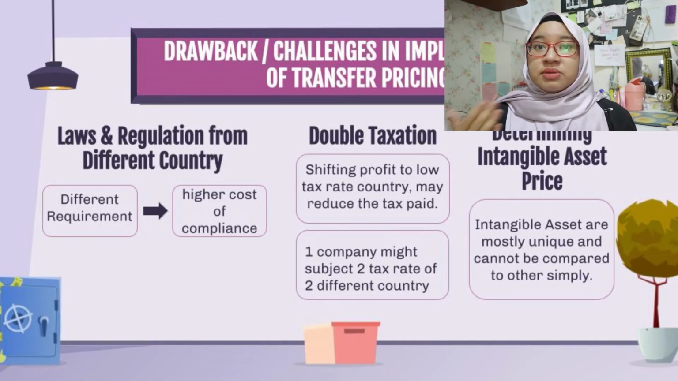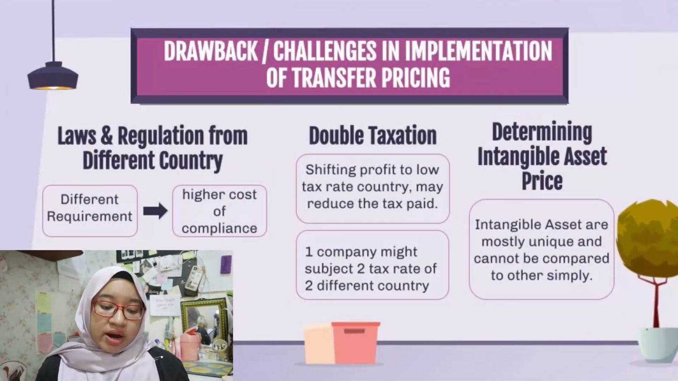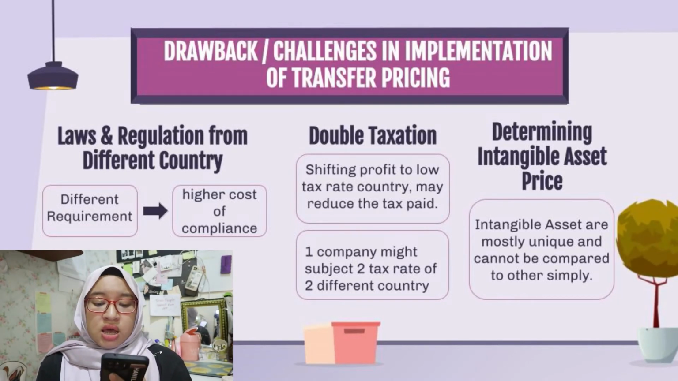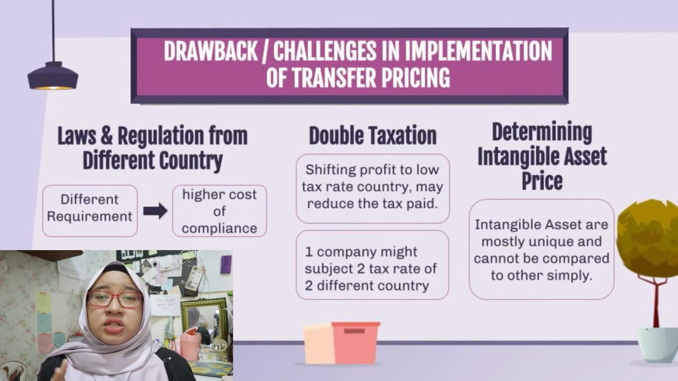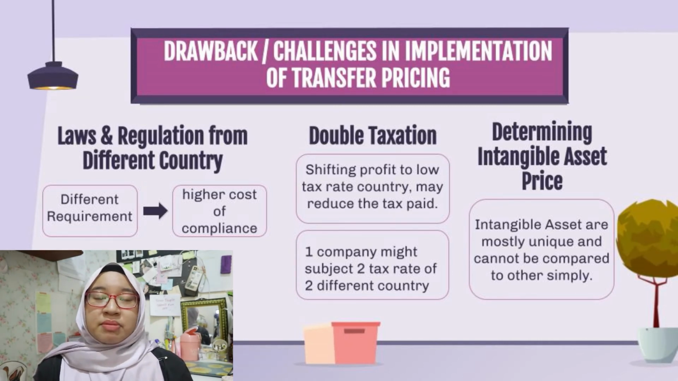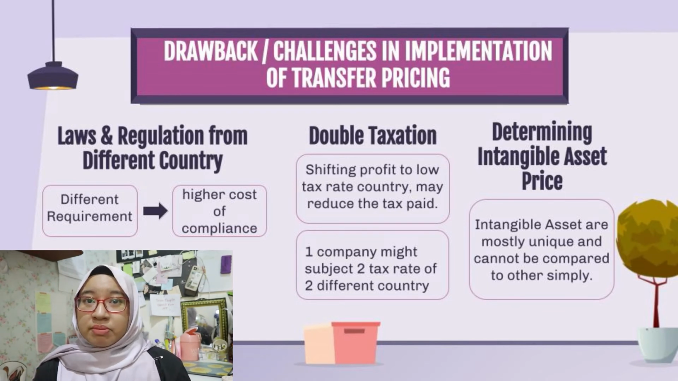So lastly is determining the intangible asset price. Intangible assets are mostly unique and cannot be compared to others simply because they have their own identity, they have their own specialty. So one company might know the best transaction price that they can put on an intangible asset, but because of that, some companies take advantage in determining one transaction price of intangible asset to minimize one company's cost.